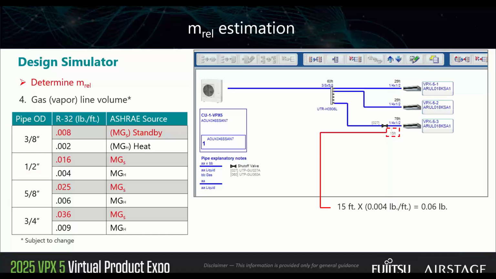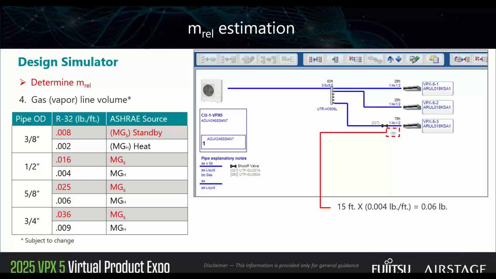But it's interesting to look at the larger the line, the greater that difference becomes. So for example, a 5/8 line is 0.025 pounds per foot compared to 0.006 in the heating mode. But here too, even if you had a 50-foot 5/8 vapor line, factor out the difference between the two, and it's only a few ounces, like 5 ounces. So again, the total charge difference between whether you're talking about standby or heat is minimal.